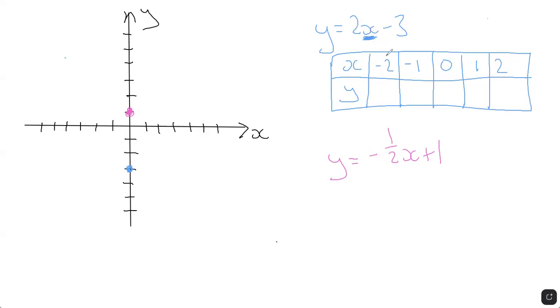So 2 times -2 is -4. -4 minus 3 is -7. Let's do it again with this. 2 times -1 is -2. -2 minus 3 is -5. Let's do it again. 2 times 0 is 0. Minus 3 is -3. 2 times 1 is 2.